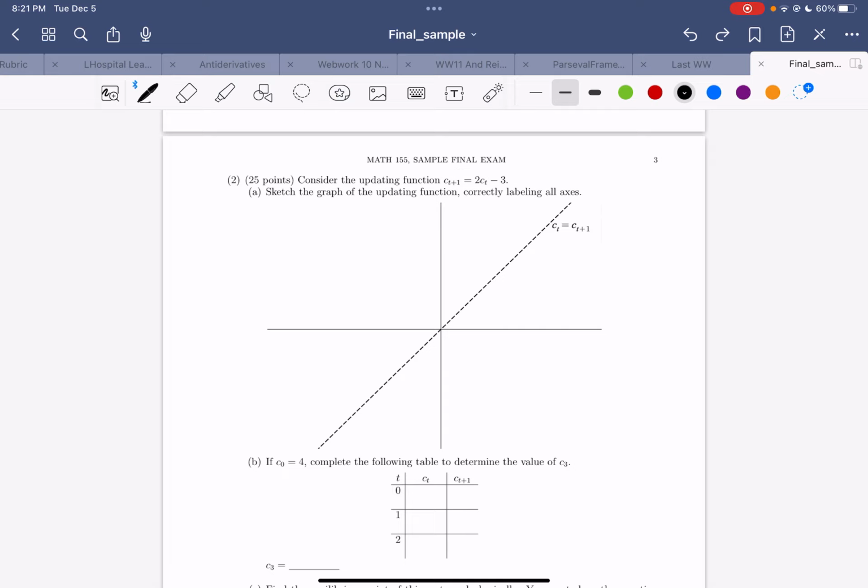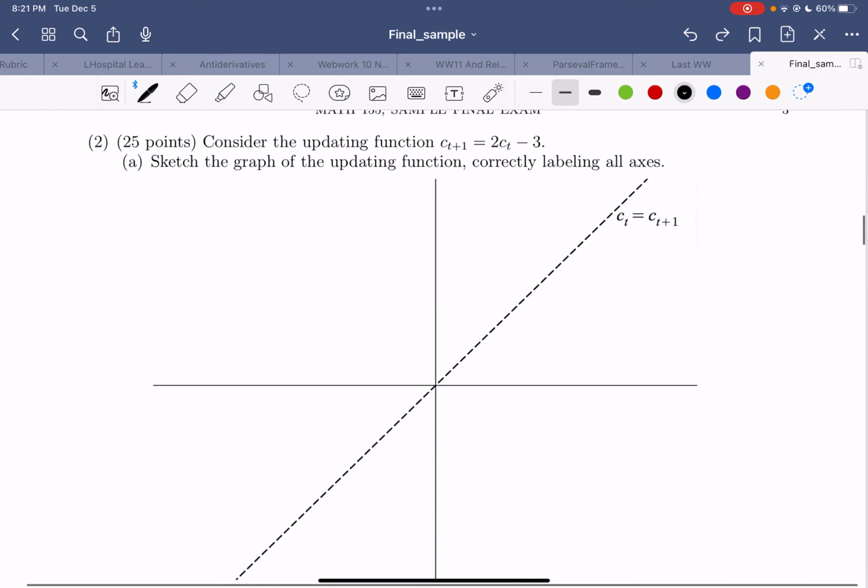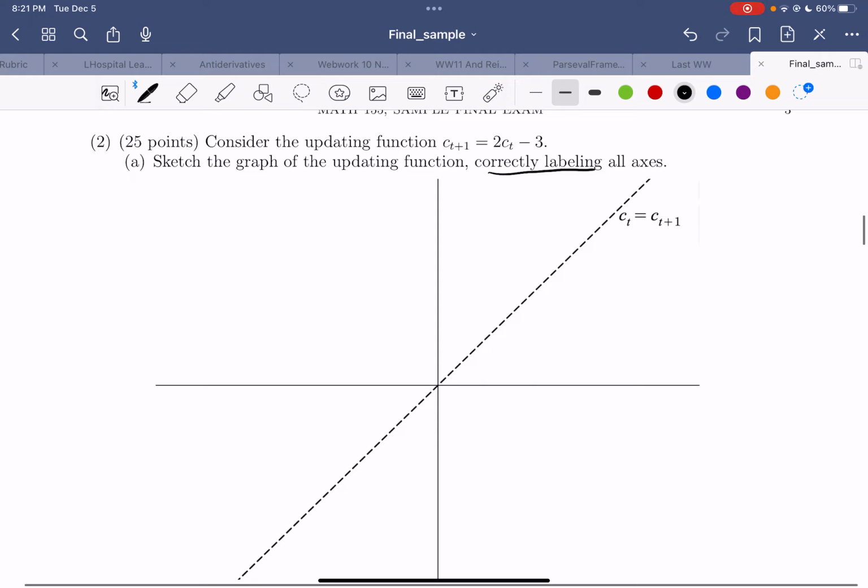Sketch a graph of the updating function, correctly labeling the axes. Okay, so correctly labeling the axes, our input is called c sub t, so that's the label of the input axis. Our output is called c sub t plus 1, so that's the label of the output axis. That's it. You're going to get at least a point or two from doing that.